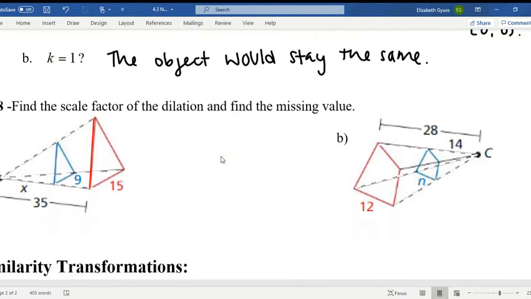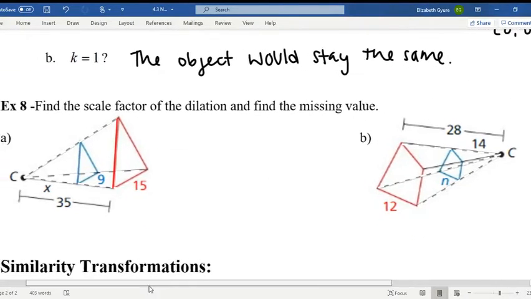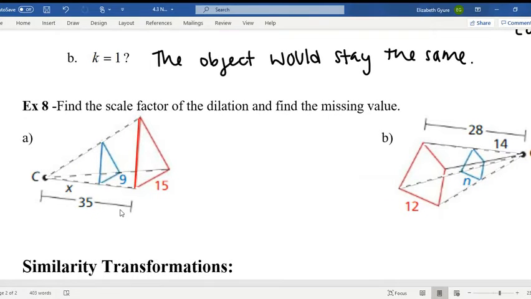All right. Find the scale factor of the dilation and the missing value. So this time, I'm giving you 2 objects. In this picture, we have a blue and a red triangle. And we have some information missing. It's telling me that this large measurement here is 35, but this measurement here is missing. It wants me to find it. Now, what I'm actually going to do is find it by using the scale factor. The scale factor is going to stay the same throughout an entire picture.